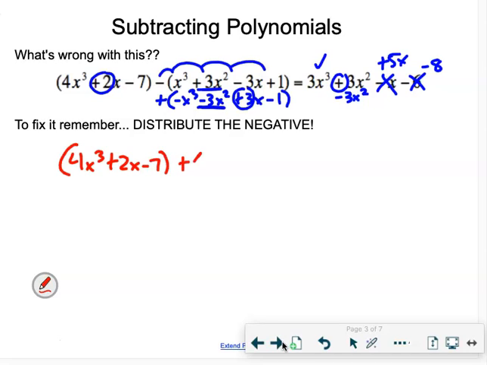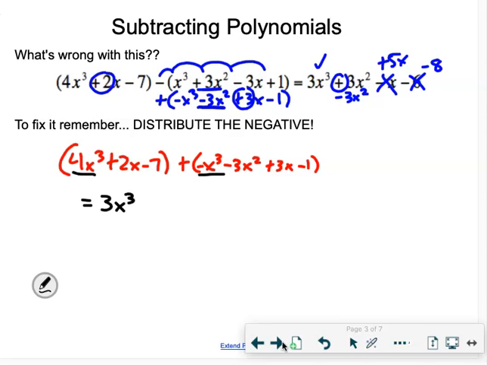We made this a plus problem, and we changed the sign of everything on the inside of the second parentheses. Okay? So then now we know we have some like terms. 4x to the third goes with negative x to the third. 4 minus 1 is 3. Leave the exponents the same.